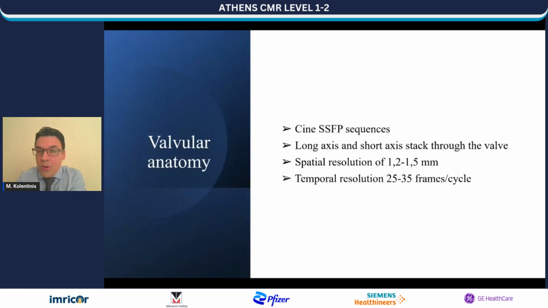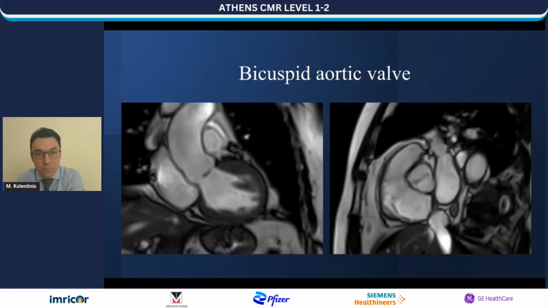First of all, ventricular anatomy. We typically use balanced SSFP sequences, which is the workhorse of our everyday practice. We use long and short axis stacks in cine through the valve in order to see the morphology, with spatial resolution up to 1.5 millimeters and temporal resolution typically in the realm of 25 to 35 frames per cycle.